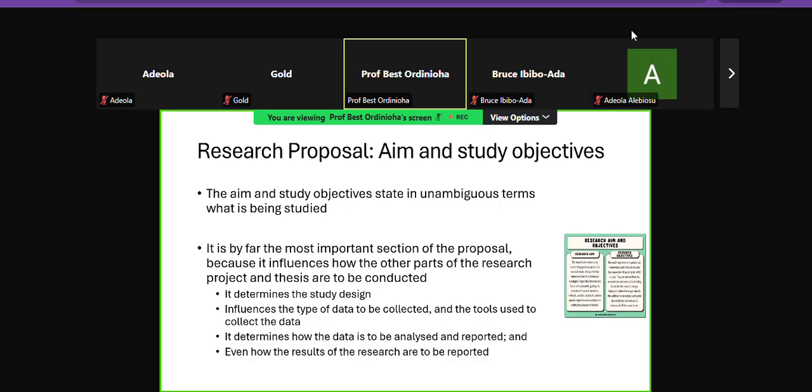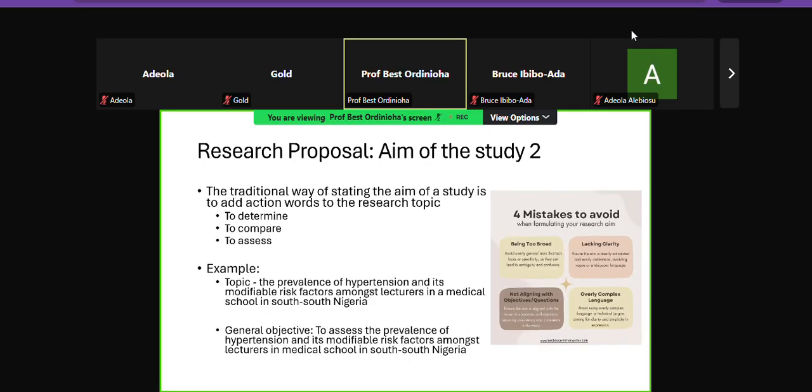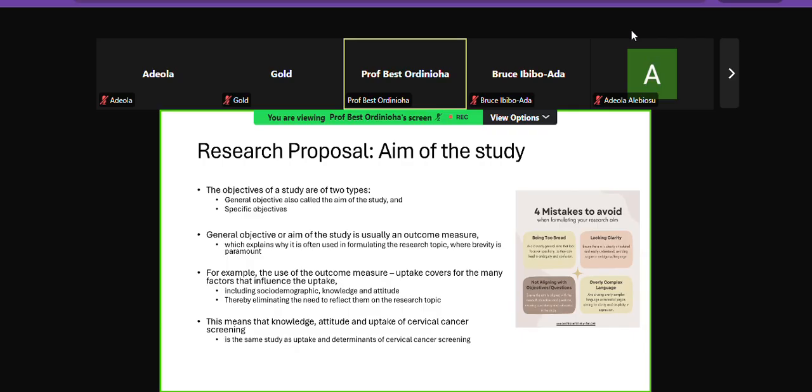The aim is easy because it is similar to your title. You just add the action words, to determine, to compare, to assess. Just add it to your topic, and that is it. I must also stress that at times the aim is called the general objective.